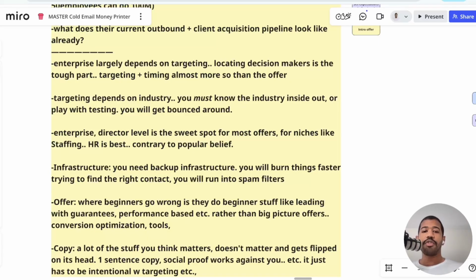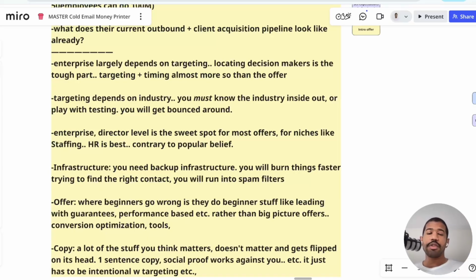Specifically, you're going to need backup infrastructure, because you will burn things faster at the enterprise level, targeting enterprise companies. You will burn things faster because you'll run into spam filters. I just recorded a video of how my bounce rates shot up to 5%, when they're typically about 0.5% to 1%. Because although we validated all the email addresses, we ran into spam filters embedded within the company that we're reaching out to. And that did affect our deliverability somewhat. But we recovered quite quickly, and I showed how in that video. But you're going to run into things like that.